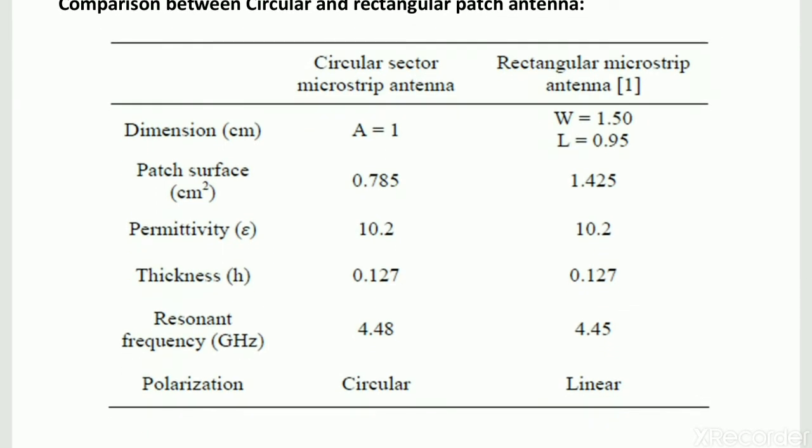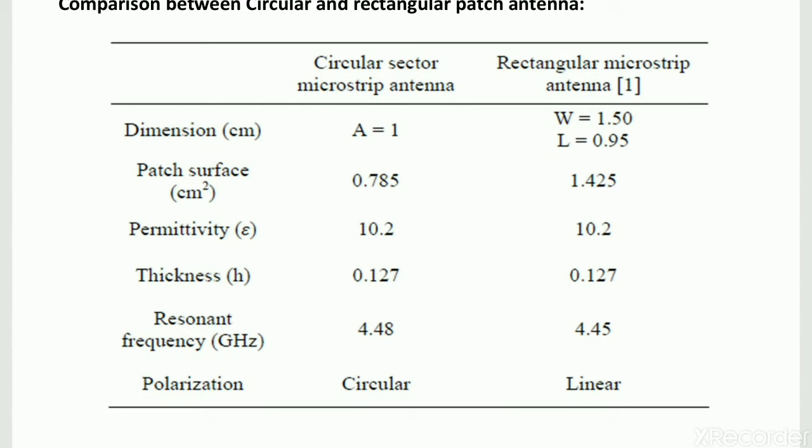We can see there are various specifications: dimensions, patch surface, permittivity, thickness, resonant frequency and polarization. In the case of the circular microstrip antenna, the dimension capital A is almost 1 centimeter. Also there are width and length dimensions given for the rectangular microstrip antenna. We can see those values. The patch surface in the circular microstrip antenna is 0.7 centimeter square, and in the case of the rectangular microstrip patch antenna it is 1.425 centimeter square.